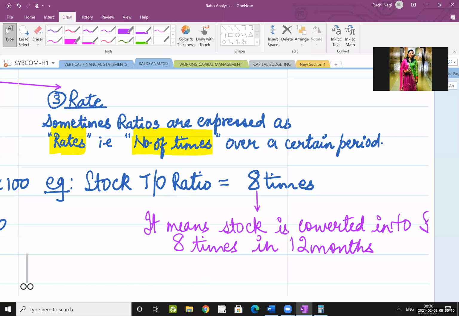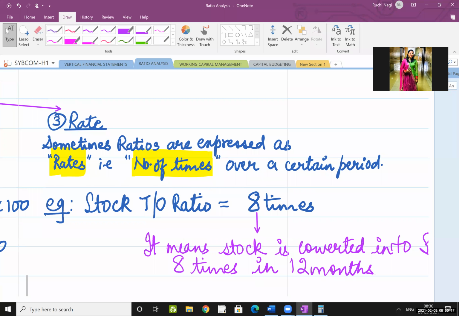Okay. Now come to this rate. Sometimes ratios are expressed as rates. Rates means number of times over a certain period. Here I've given you an example of stock turnover ratio. If I tell you my stock turnover ratio is 8 times, we apply a formula and our answer for stock turnover is 8 times. Why? See, what did I tell? It is expressed in terms of number of times. So if my answer is 8, it means 8 times.